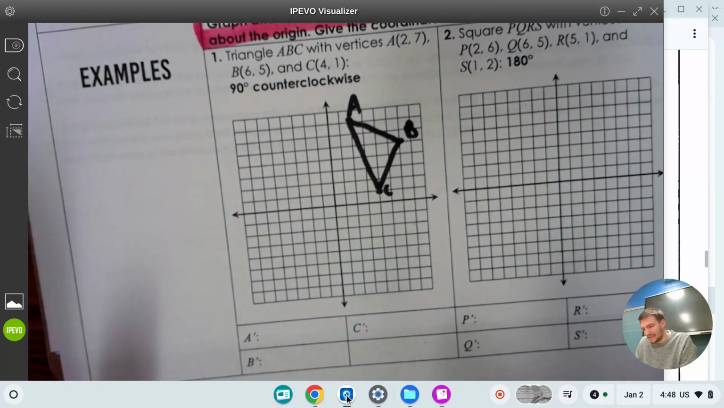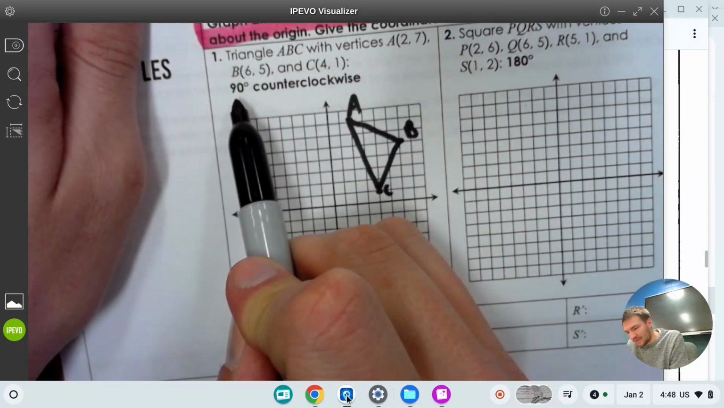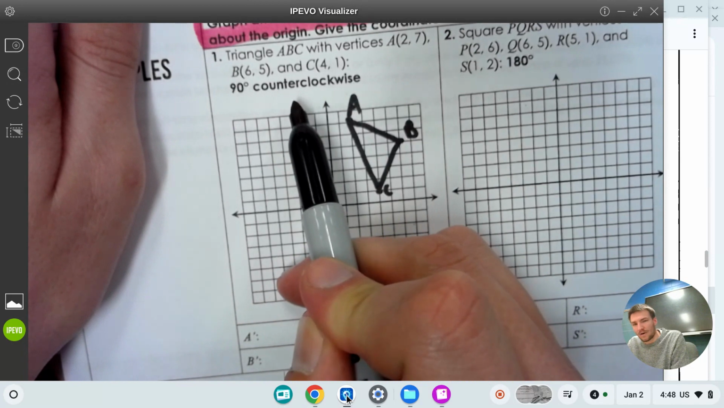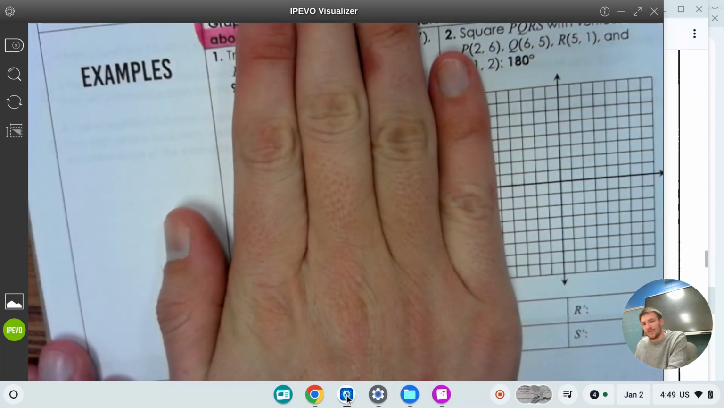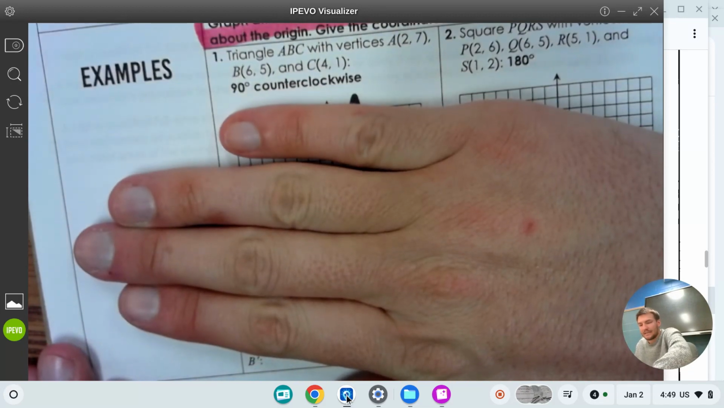Okay, I'm following this. We need to go 90 degrees counterclockwise. So that means we're going to go from here and a 90 degree turn is going to be like this.